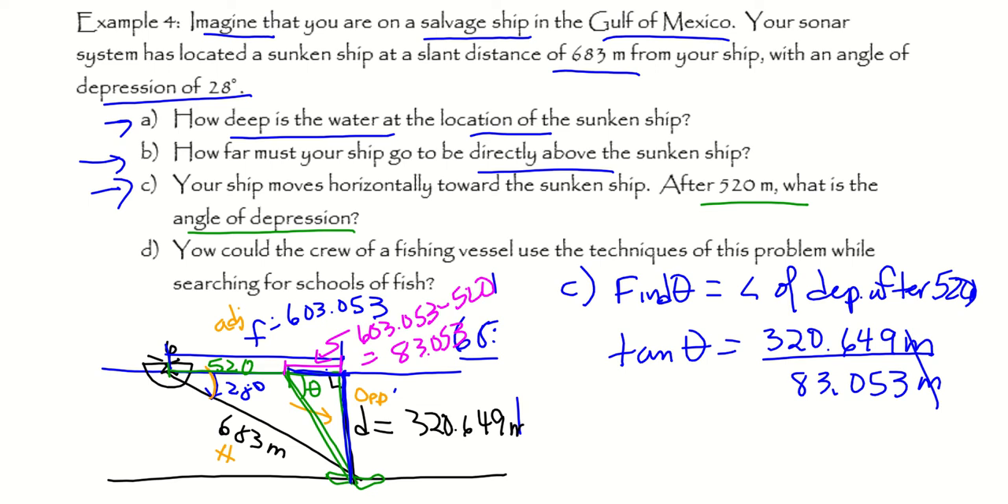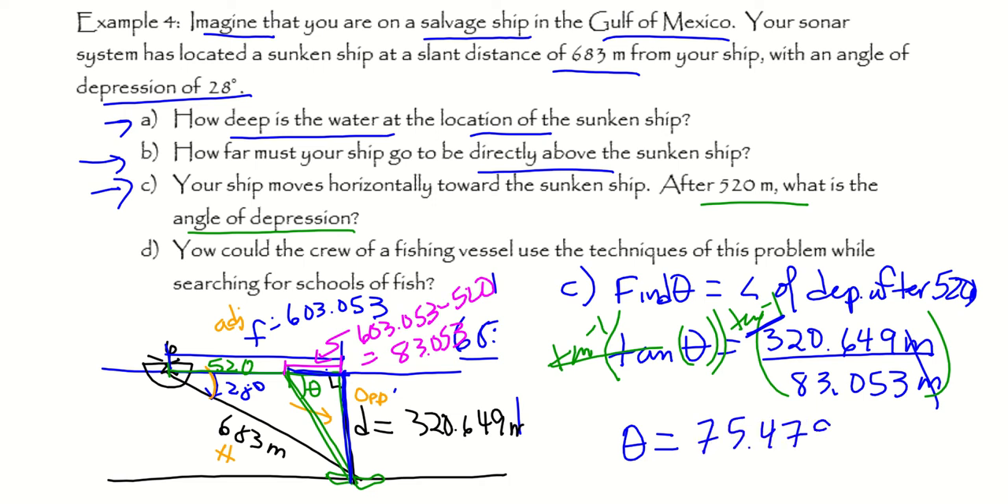I want to solve for theta, so I take the inverse tangent of both sides. We know from the property of inverses that when you put a function inside its inverse, what one does, the other undoes. And that leaves us with theta alone. I do inverse tangent of this number, and I end up with 75.479, and that is in degrees. That's my answer for C.